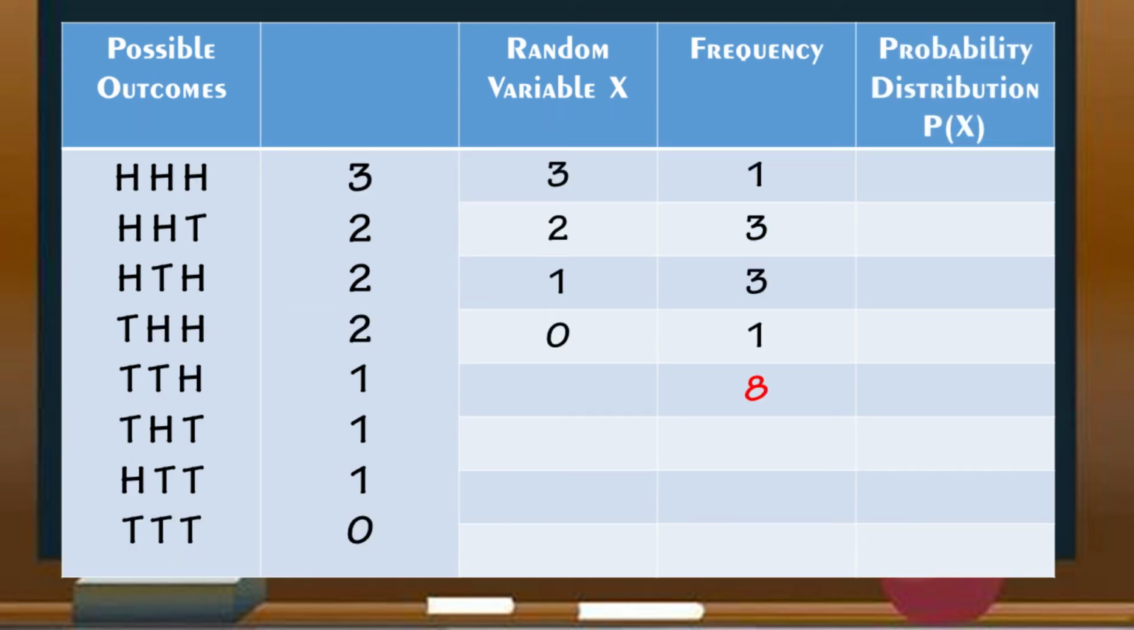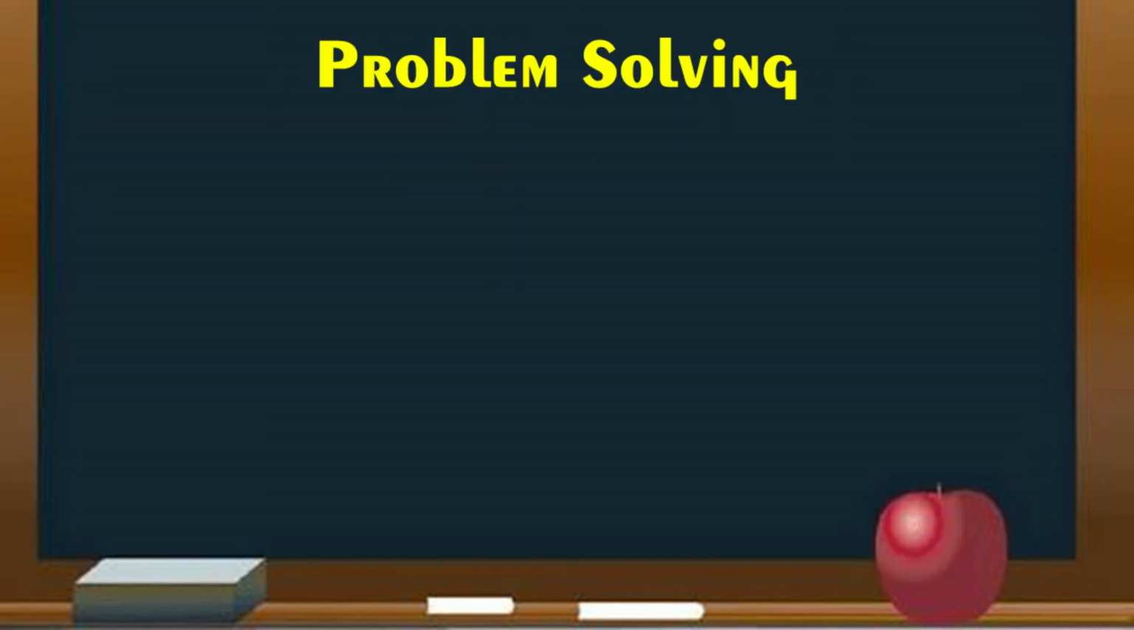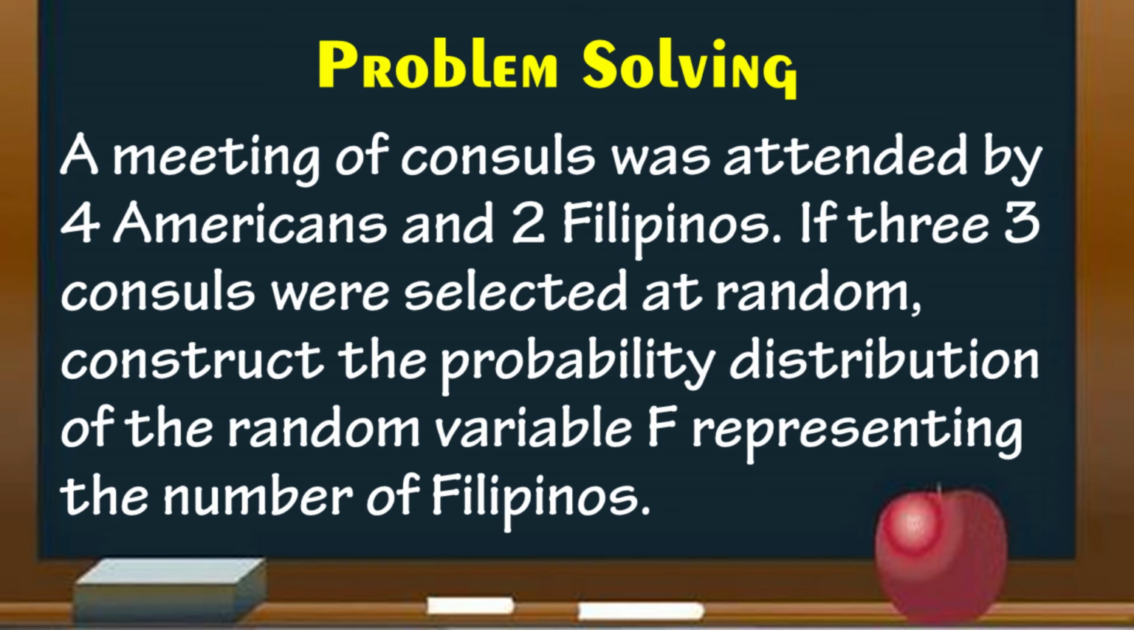Lastly, complete the probability distribution. We have 1/8, 3/8, 3/8, and 1/8. Last example, we are going to solve this problem. A meeting of consuls was attended by 4 Americans and 2 Filipinos. If 3 consuls were selected at random, construct the probability distribution of the random variable f representing the number of Filipinos.